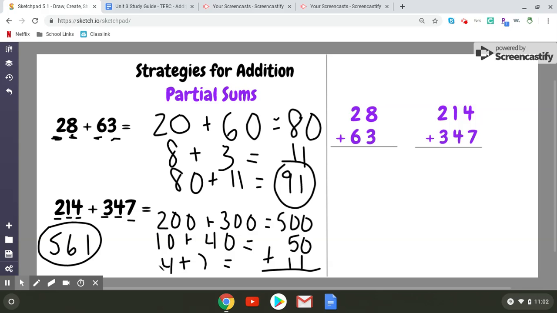So on this side, to add 28 plus 63, they would do this first part in their head. 20 plus 60 equals 80, and write that on the first line underneath. Then they would do 8 plus 3 is 11 and write that underneath. And now they can add this up like they would the algorithm, and they would get 91.